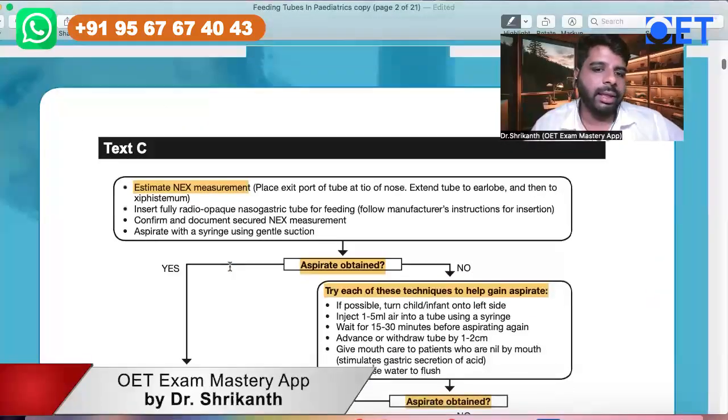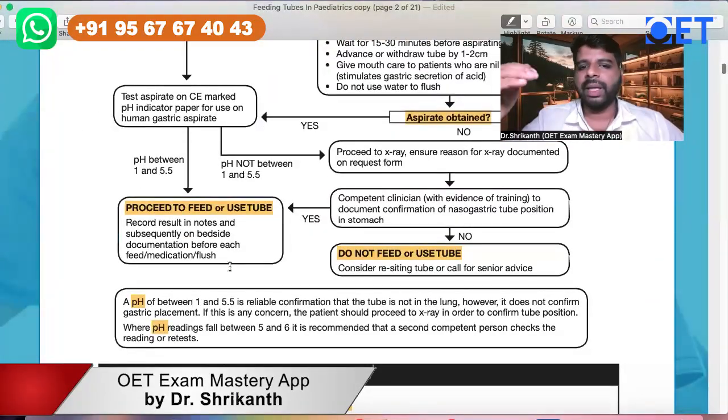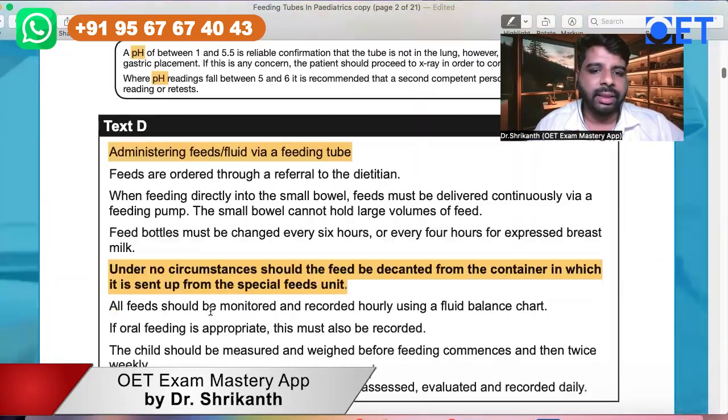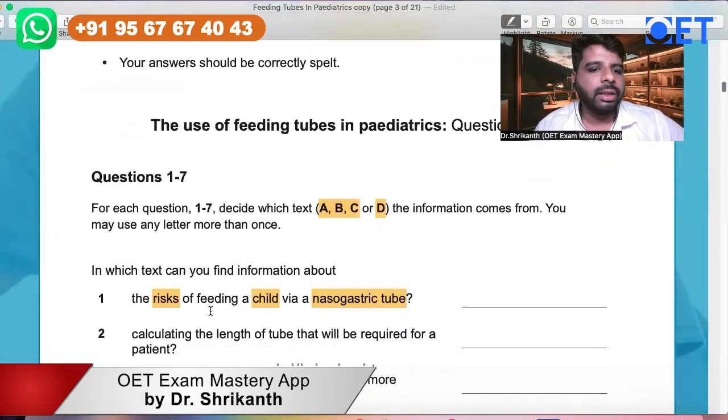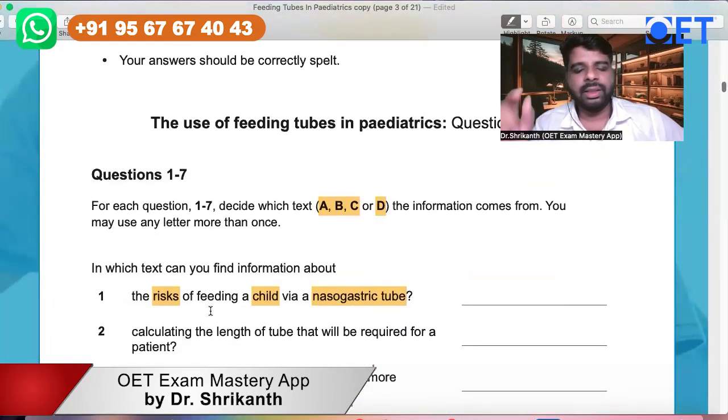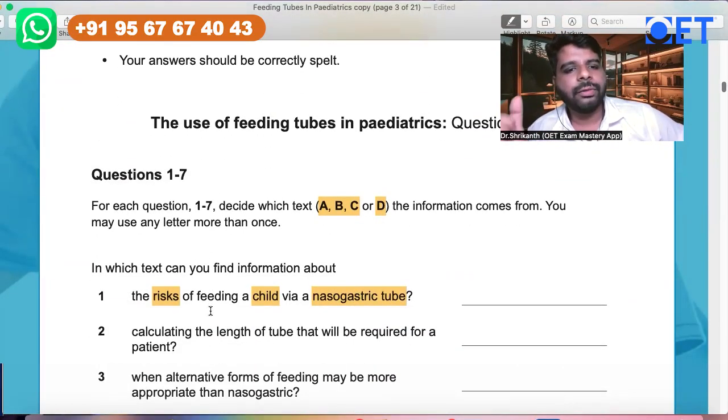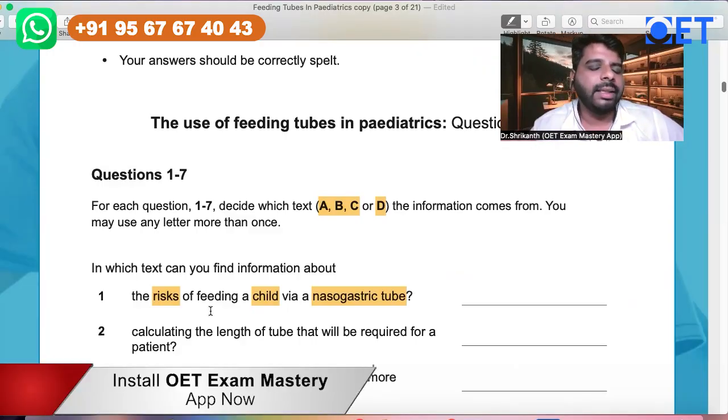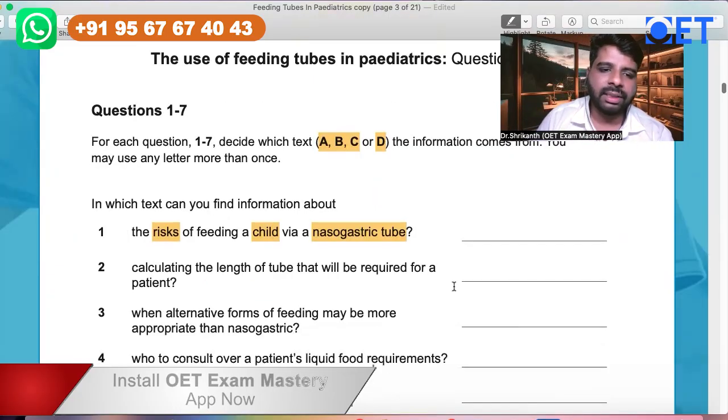So immediately, now you see, 30 seconds you spent reading A, B, C, and D. And as soon as you read the first question, within 40 seconds or within 35 seconds, you already have the answer to the first question. So the answer is going to be text A. So you should be writing capital A over here. Right. Now let's come to text B.